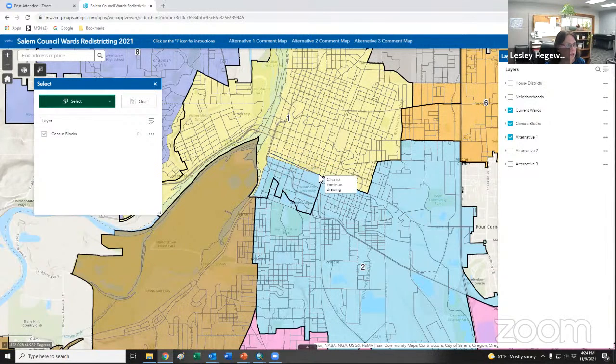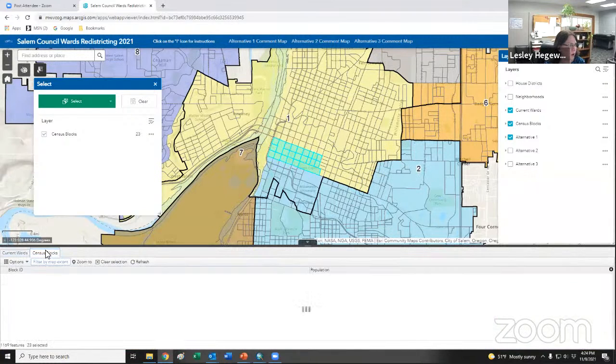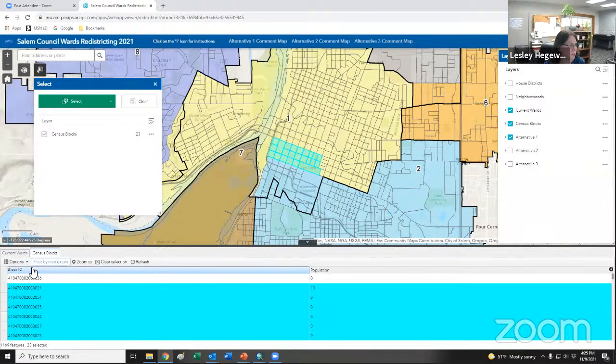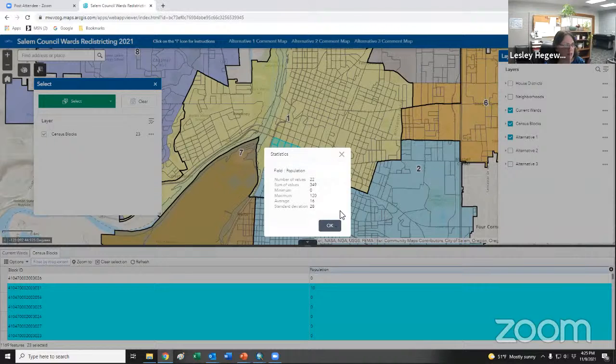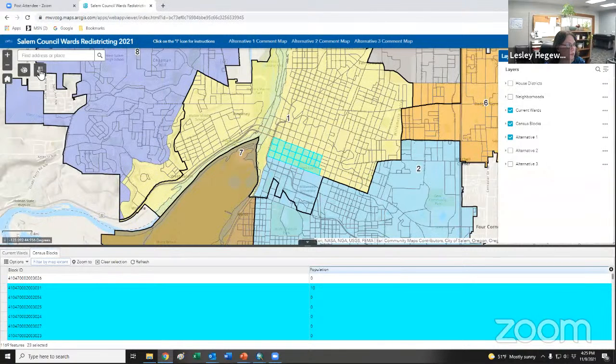So if you just wanted to do some what-ifs and say, well, what happens if I move this area back to Ward 2? You can open the table, go to the blocks. Under options, you can show just the selected records. And then by clicking on the population header and statistics, you get a statistics box and it'll tell you the sum of the population in those blocks. So, something fun for power users.